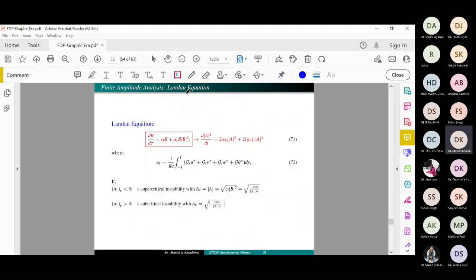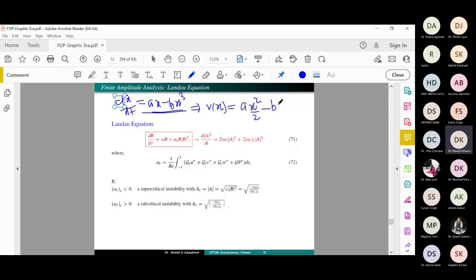Suppose you are not able to analyze the problem with these two methods, there is another method also possible. dx/dt = ax - bx³. Then we take the potential of this system. Then V(x) is just the integral of this equation without constant. Then we will get ax²/2 - bx⁴/4.